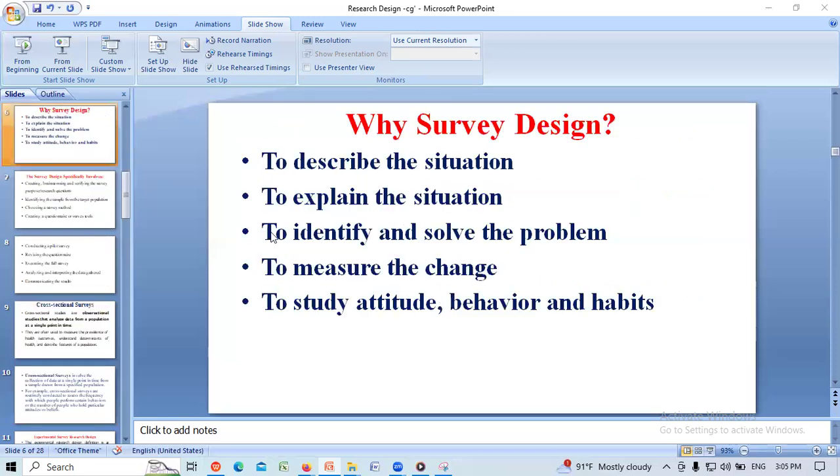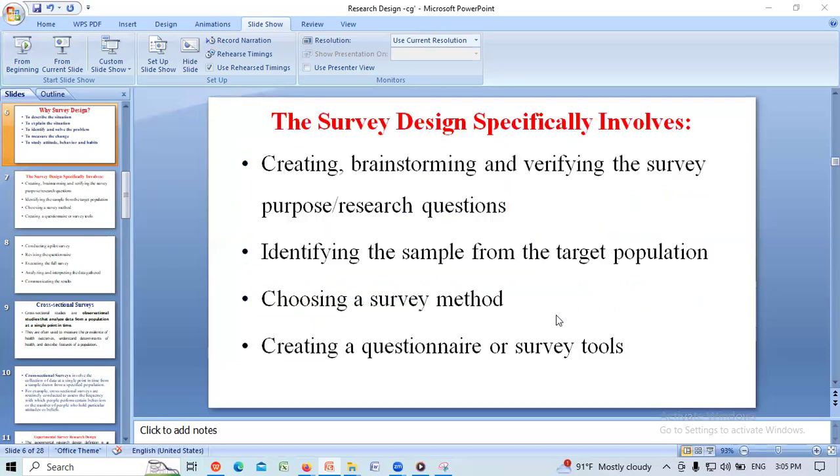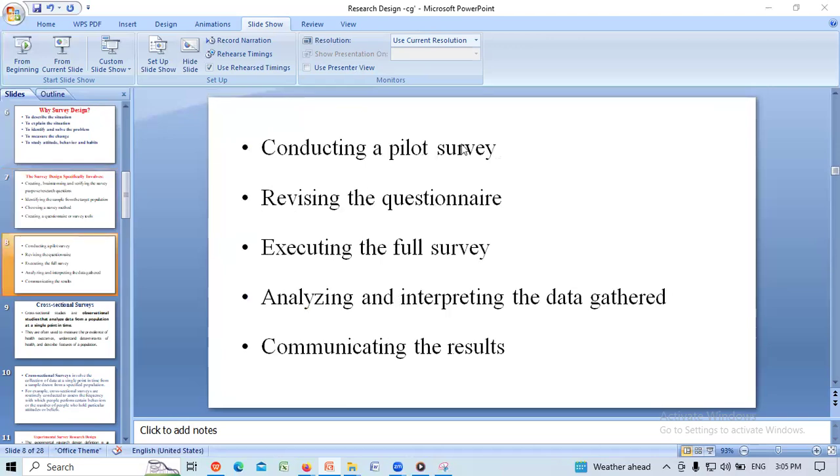Why survey design? To describe the situation, to explain the situation, to identify and solve the problem, to measure the change, to study attitude, behavior, and habits. The survey design specifically involves creating, brainstorming, and verifying the survey purpose and research questions, identifying the samples from the target population, choosing a survey method, creating a questionnaire or survey tools, conducting a pilot survey, revising the questionnaires, executing the full survey, analyzing and interpreting the data gathered, and communicating the results.